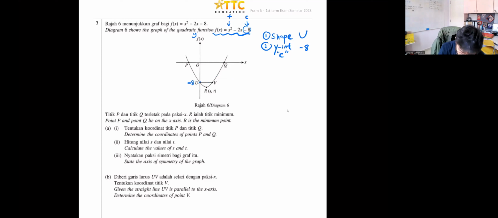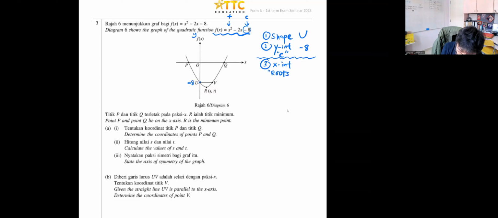Then number 3, we're going to go for the x-intercept. Let's separate it. The first two are Form 1, Form 2, Form 3 content, and from part 3 onwards will be our proper Form 4 syllabus. Can you tell me, besides saying x-intercept, there is a name to it. What is that name? Yeah, fantastic. The answer is roots.